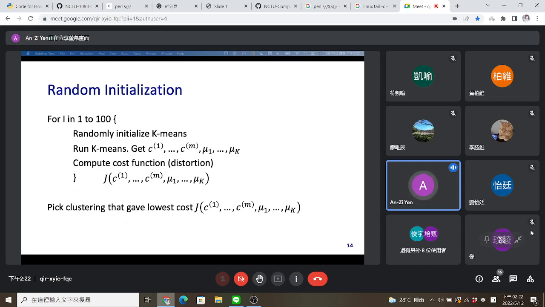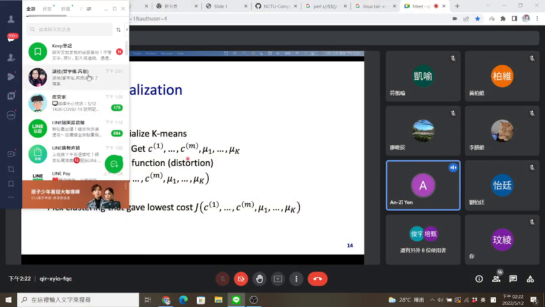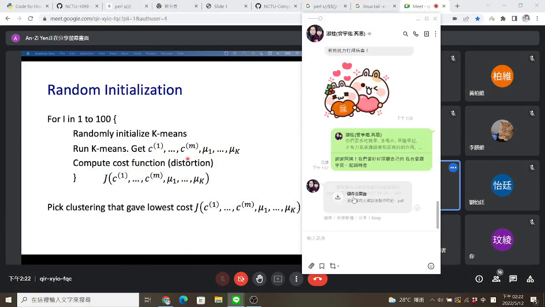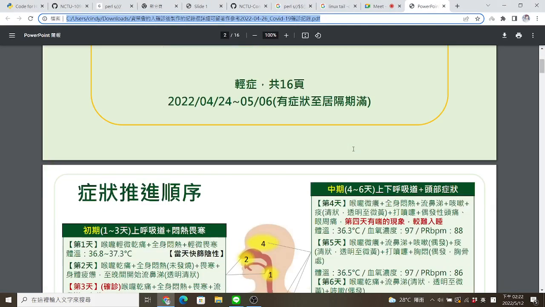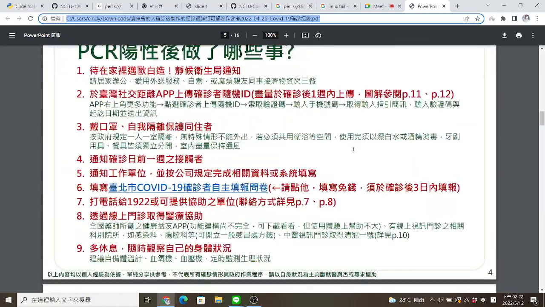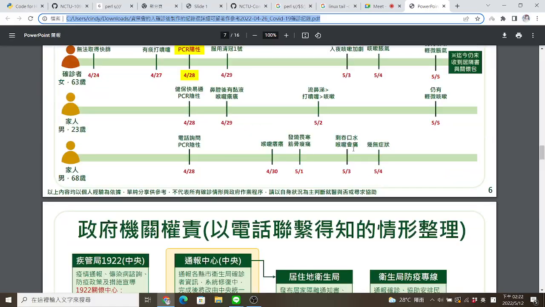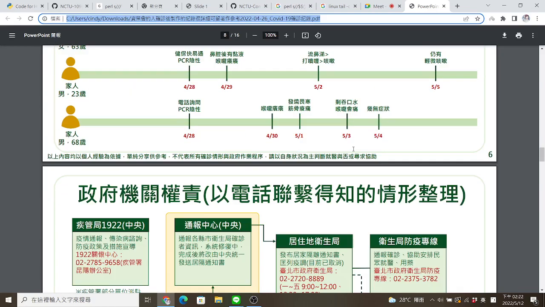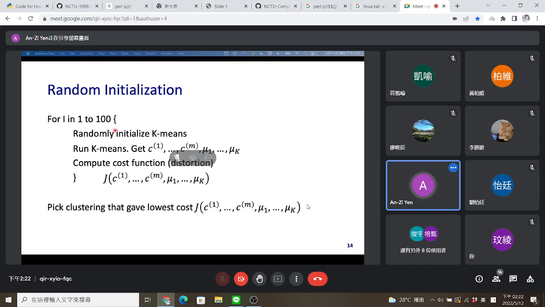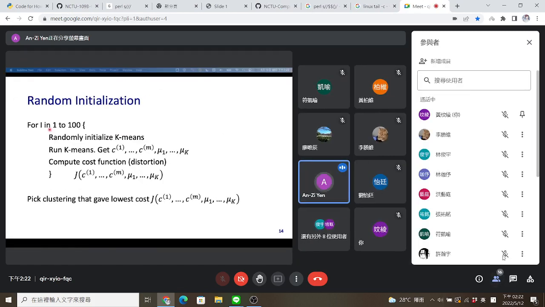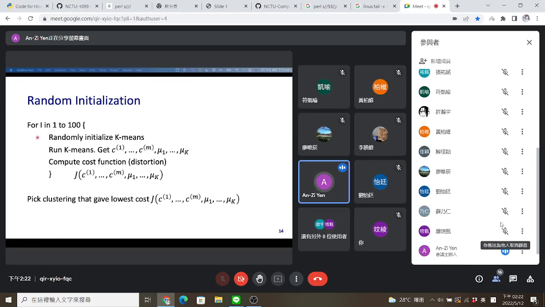So we can say that we decide to run k-means like 100 times. So we will run this loop 100 times, and it's a typical number of times, something from 500 up to maybe 1,000. Okay, so let's say we decide to run k-means 100 times.